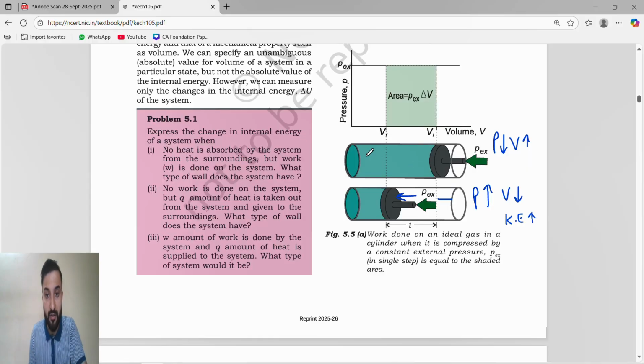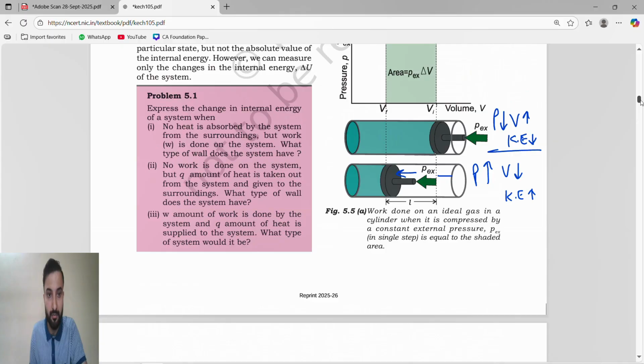Here, if pressure is decreasing, volume is increasing, so kinetic energy is also decreasing, because movement depends upon the pressure. So these are all very important terms. Now understand how to express the change in internal energy based upon each condition. The first one is to express the change in internal energy.